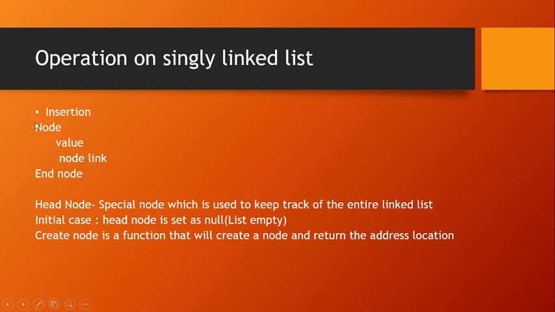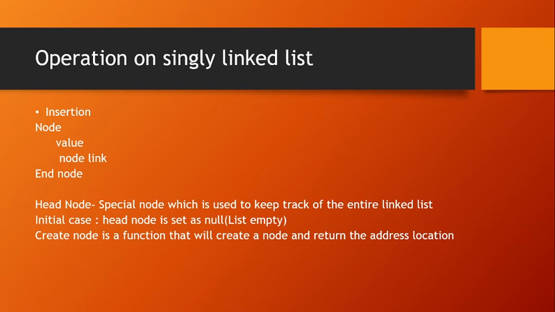Another important thing: operations on a linked list. The linked list structure will be like this. A node will have a value, it can have a number of values, and a single link. Here the head node is a special node which is used to keep track of the entire linked list. As already said, in the initial case the head node is set to null. Another function we are going to use for implementing is create node, a function that will create a node and return the address location.